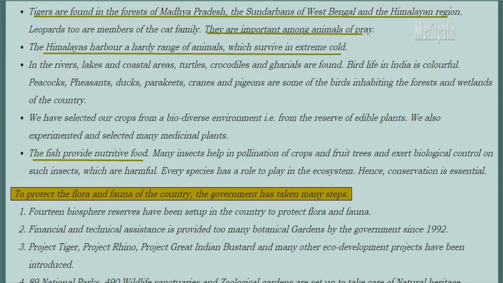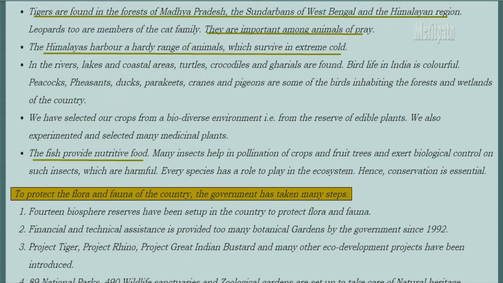The bird life in India is also very colorful. Birds found in India are peacocks, pigeons, ducks, parakeets, cranes, and pigeons. So we have selected our crops from a big biodiverse environment, from a reserve of edible plants. We have also experimented and selected many medicinal plants. Fish provide nutritive food. Insects help in pollination of crops and fruit trees. They also exert biological control on insects which are harmful.